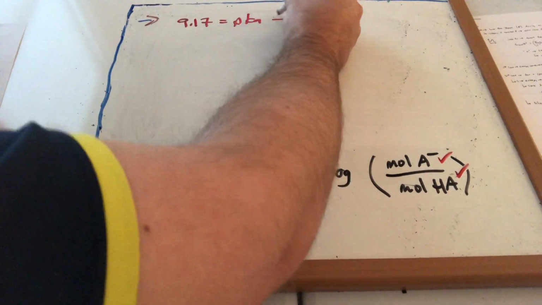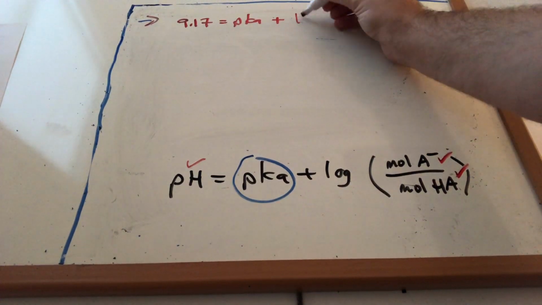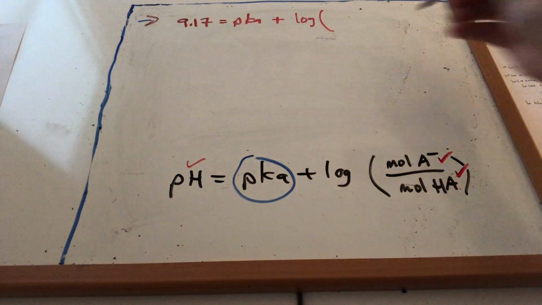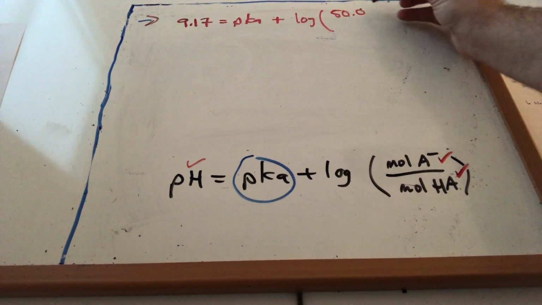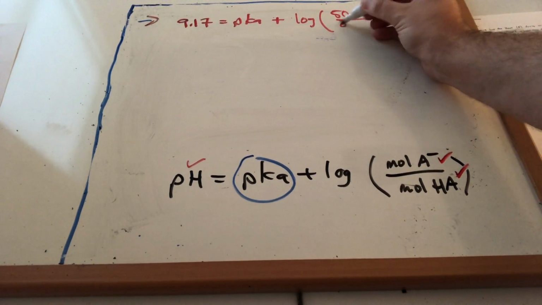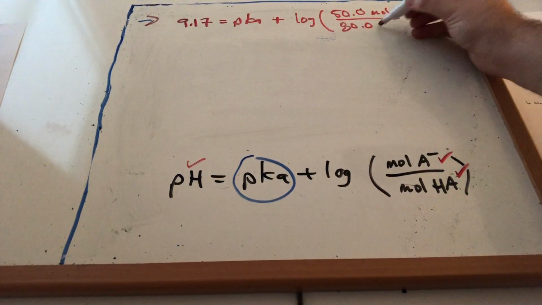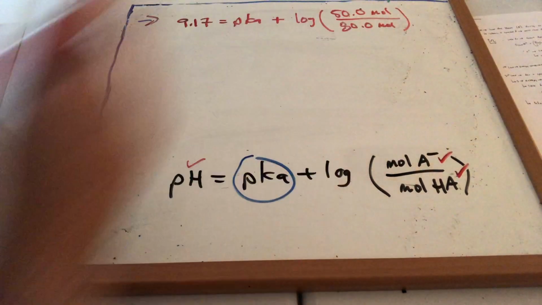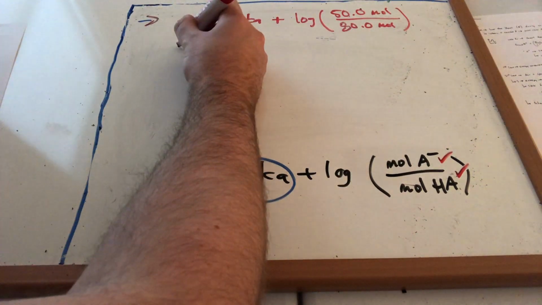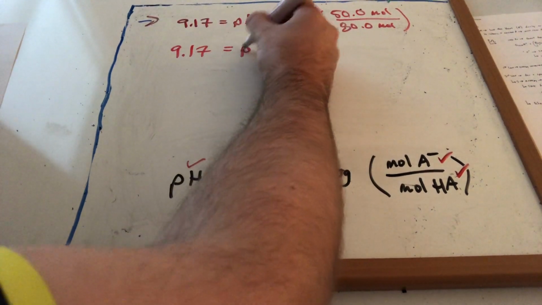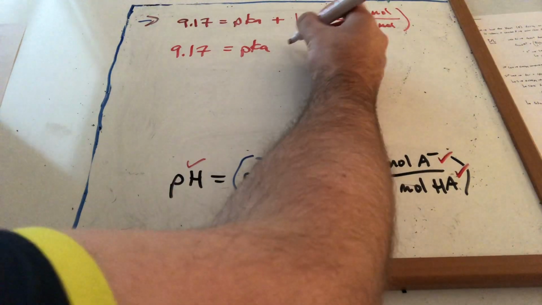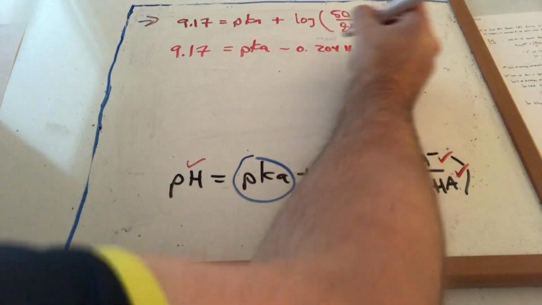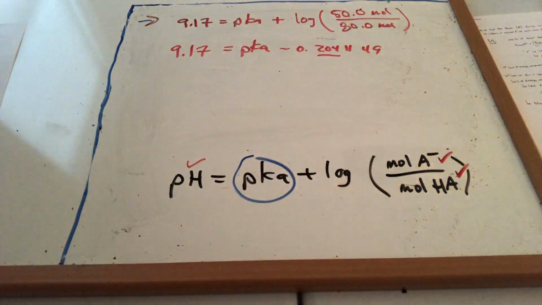My pKa is going to be my unknown. All right. Inside my log, the base information's on the top. We were given 50.0 moles of A minus, right? We were given 80 moles of HA. Those go on the bottom, right? This is math that you can all just plug into your calculator. So we get 9.17 equals pKa, minus 0.2041149, right? This will have 3 significant figures.